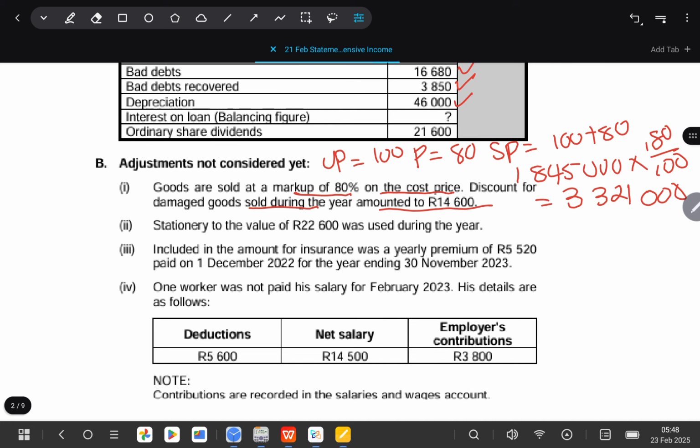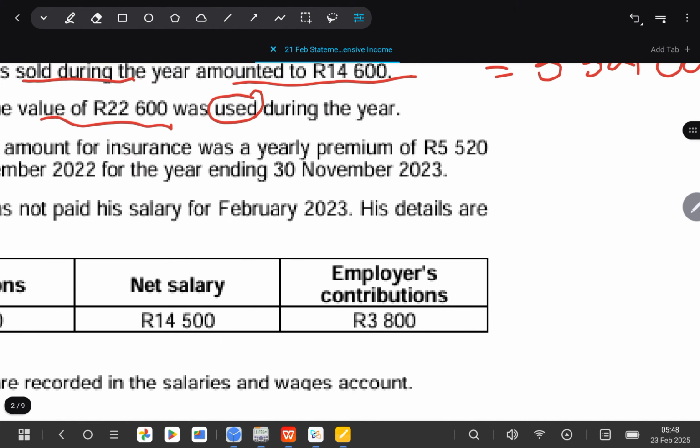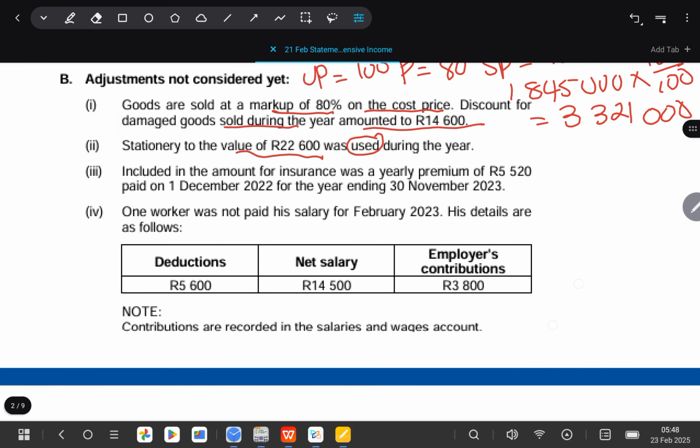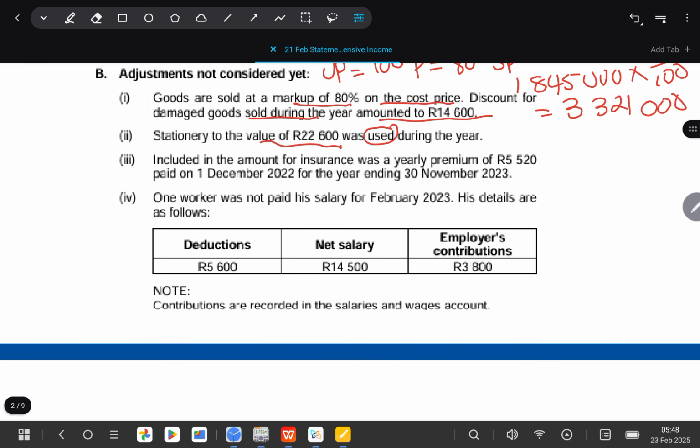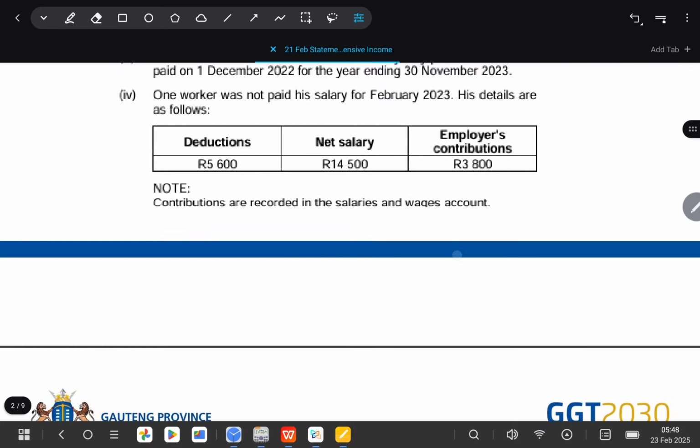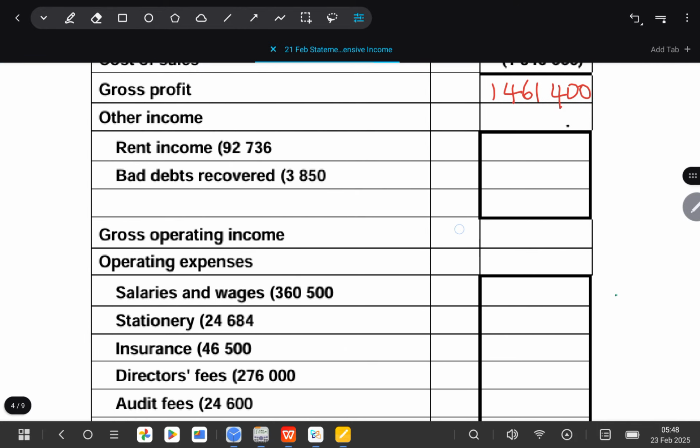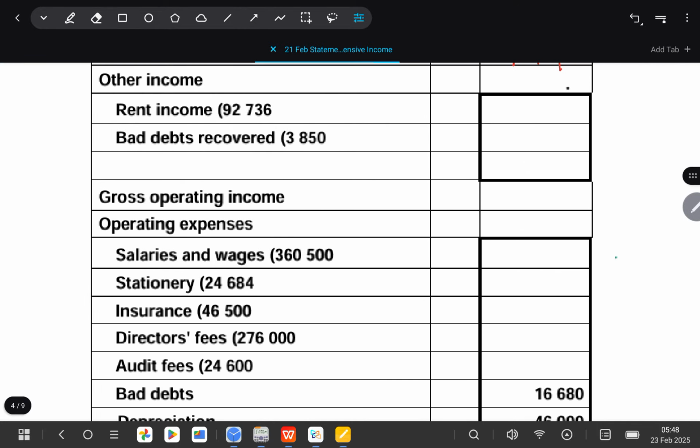Okay, next they're saying that stationery to the value of 22,600 was used. Normally they give us the on hand, guys. So if they give you the used figure, it means they've not given you on hand. You just take it straight to the final amount. It means they give you the figure that has already been calculated. So that used figure, stationery used, we are going to take it as 22,600. So under stationery, we are going to go to the final amount, and then we'll put that 22,600 here.